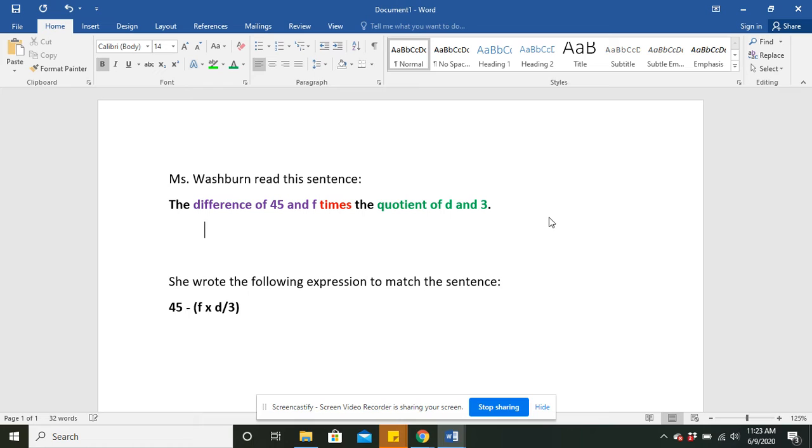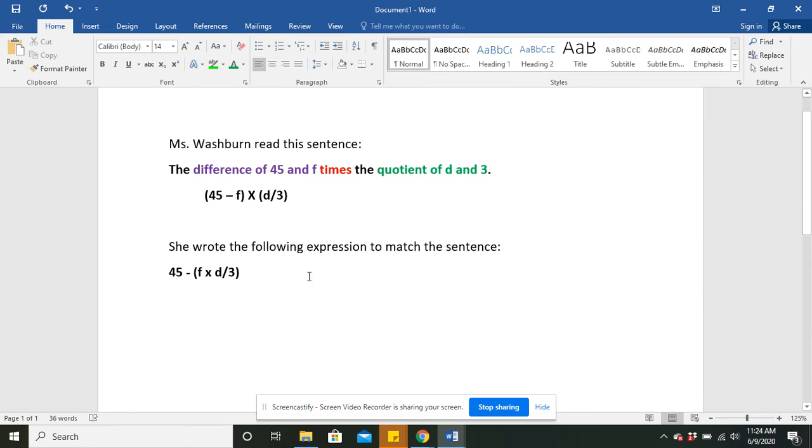That tells me that I think this sentence is actually going to be multiplication, because it says times. And I need to figure out my two groups that I'm multiplying. Well, if I go back to the two nouns, difference and quotient, that's a clue to me that my first group is going to be the difference of 45 and F, which would be 45 minus F. And my second group is actually going to be the quotient of D and 3, D divided by 3.